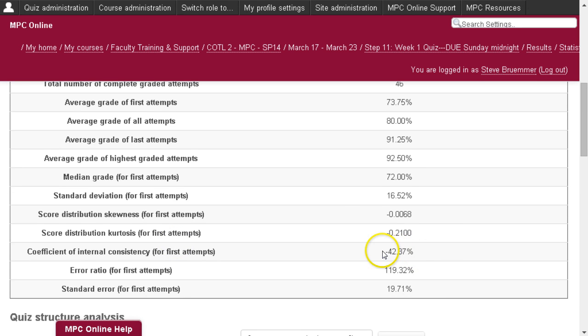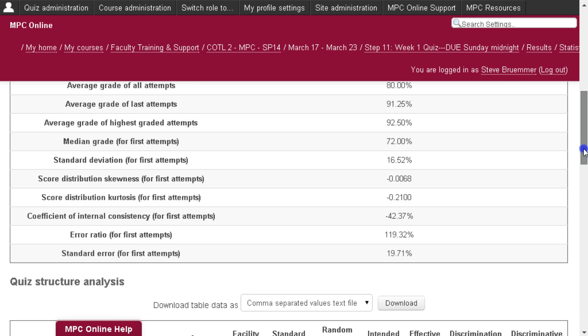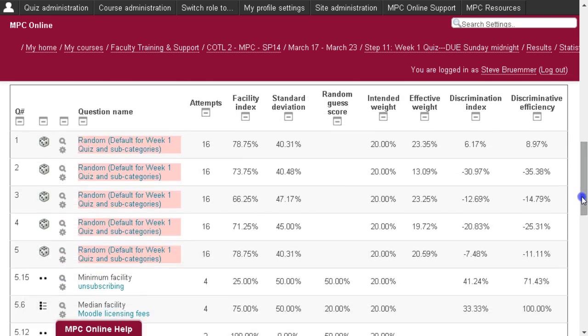So it does not like my quiz, and sure enough, there are a couple of questions that are a problem on this quiz. Although I think what's really going on is the sample size was so small that just a couple of bad answers lead to probably a misleading number here. Let's scroll on down and look a little bit more.